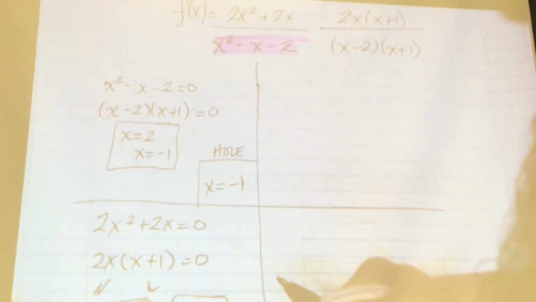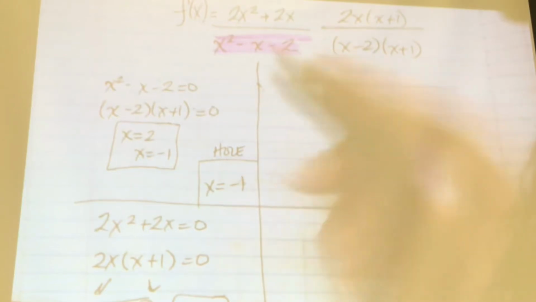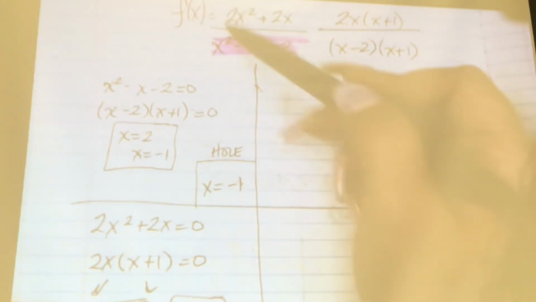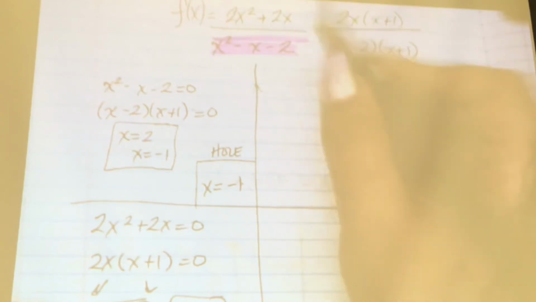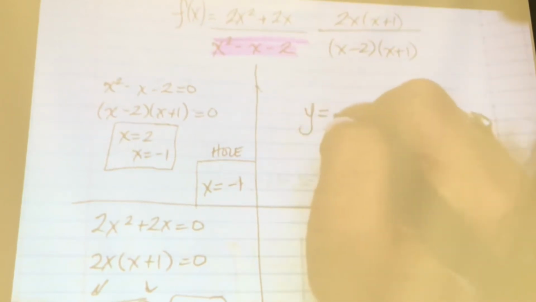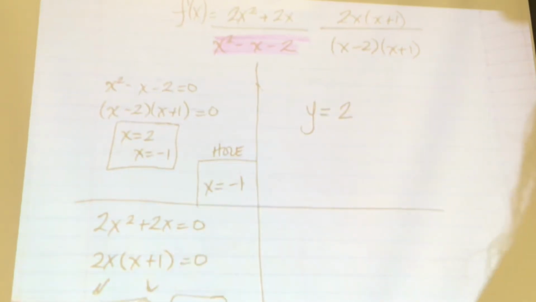Is this top heavy, bottom heavy, or the same? The same. What do you do when you are the same? Just look at the coefficient. What's the coefficient of the x squared here? 2. What's the coefficient here? What's 2 divided by 1? 2. So my horizontal asymptote is y is equal to 2.